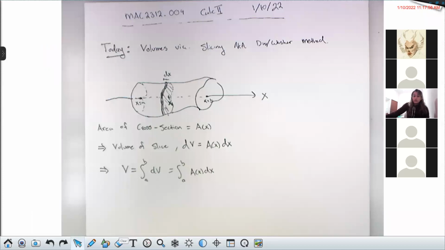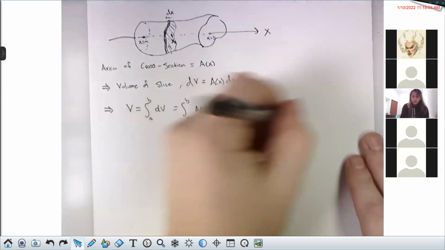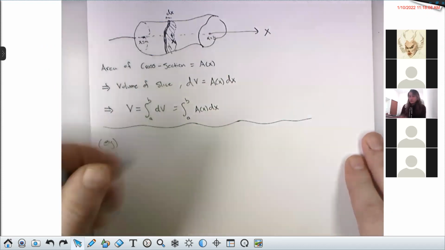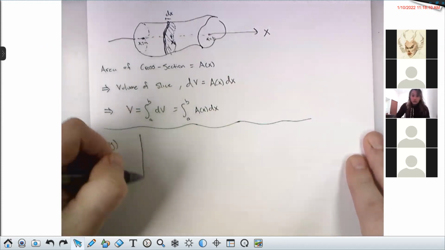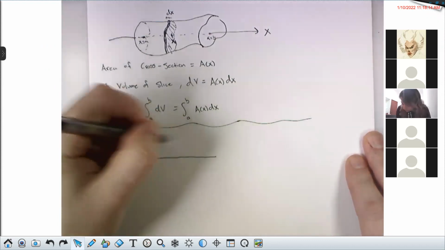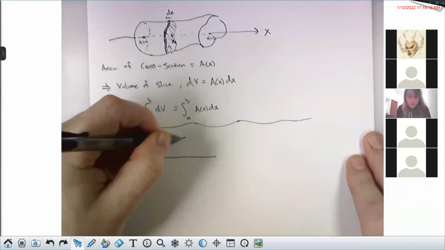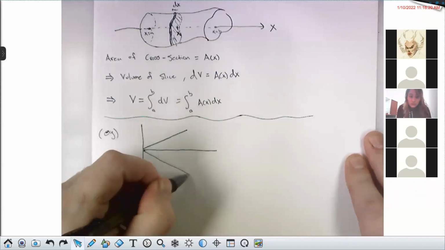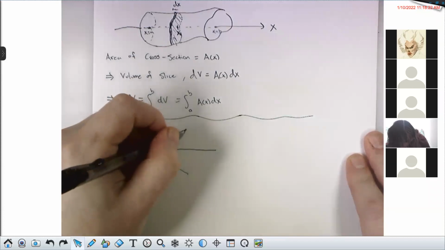So how do we do this? Well, let me start with a nice simple example. Let's take a cone. And let's orient it in the XY plane. Like so.